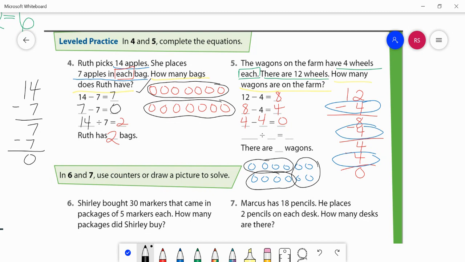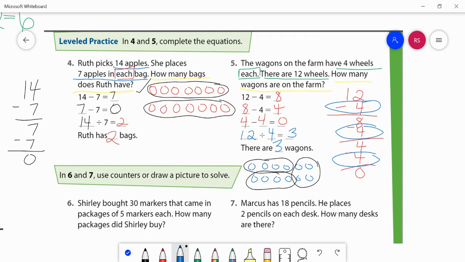Now, what would be our division sentence? Remember, when we're writing a division sentence, we start with our total. Our total is 12. 12 wheels is our total, so let's fill in 12 divided by how many wheels were on each wagon. What did we keep subtracting? We kept subtracting 4. There were 4 wheels on each wagon. And so 12 divided by 4 is 3. Very good job, guys. There are 3 wagons total.